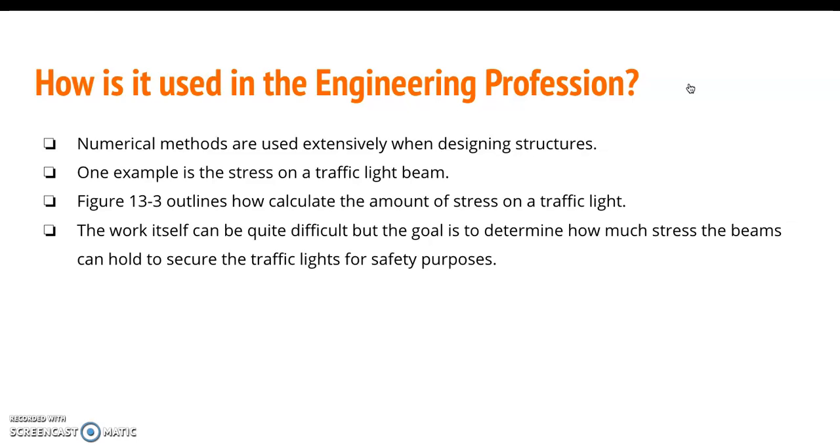One example was the stress on a traffic light beam, and in our book, in figure 13-3, it outlines how to calculate the amount of stress on a specific traffic light. The work itself can be quite difficult, but the goal is to determine how much stress the beam of the traffic light can hold for safety purposes. So they use different types of numerical methods to determine what is actually going on.